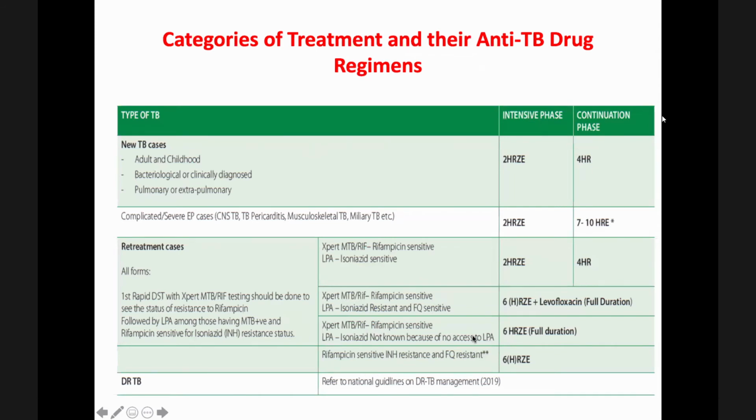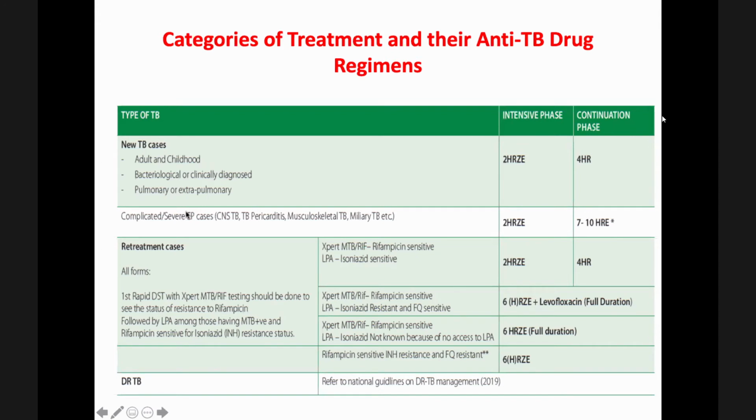You should know this. These are the questions which I asked you. So what are the new treatment guidelines for the treatment of tuberculosis? This is the categories of the treatment and their anti-TB drug regimen. Now they have only classified into two: new TB cases and the retreatment cases. New TB cases are adult and childhood, bacteriologically or clinically diagnosed, pulmonary or extrapulmonary. In the intensive phase, you are using 2 months of HRZE, four drugs, and then in the continuation phase, you are going to use 4 months of isoniazid and rifampicin. So this is for the new TB cases.